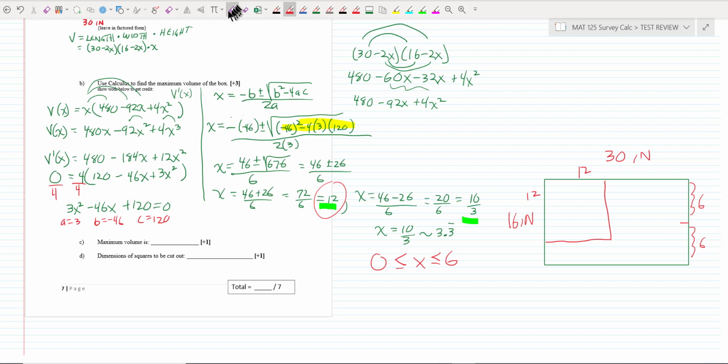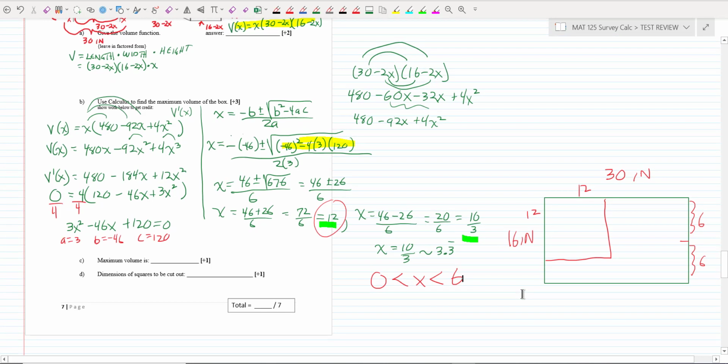And actually, it's even more sensible if I put strict less than problems. And it's obvious. If you cut out a square 0 by 0, you're not going to make a box. If you cut out a square 6 by 6, you aren't going to make a box either. So the dimensions have to be between 0 and 6.